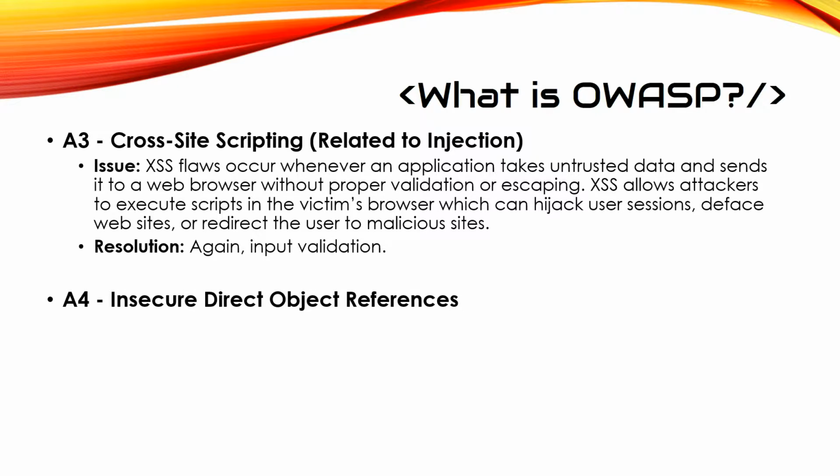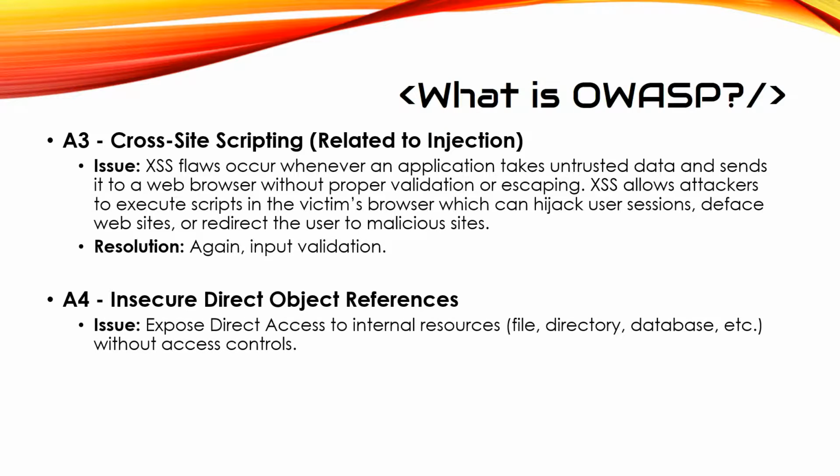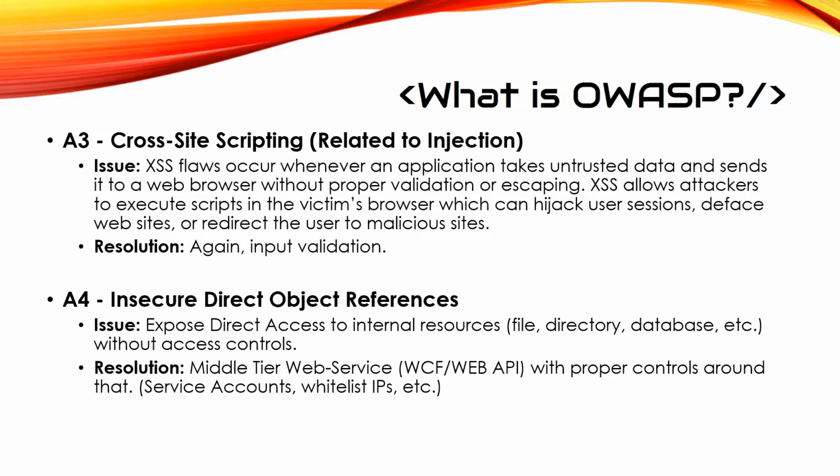Next issue is insecure direct object references. This exposes direct access to internal resources like a file, directory, database, etc. without access controls. So never do this. Have a middle tier web service either through WCF or Web API or something similar with proper controls around that. It also helps to have service accounts, whitelisted IPs, etc.